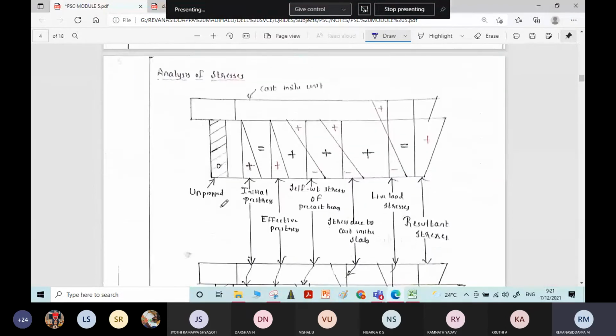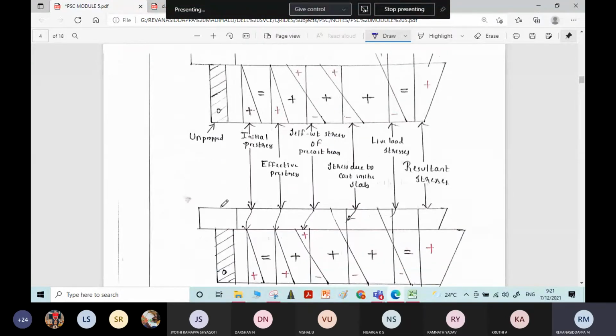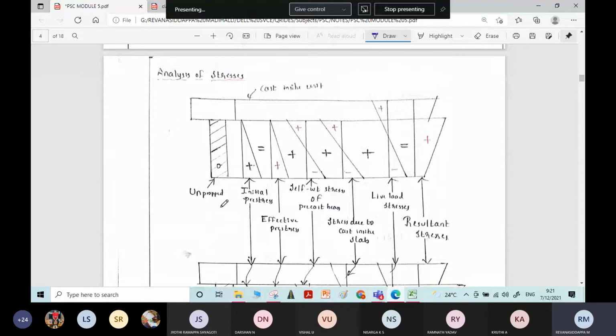Now coming to the analysis of stresses in a composite section. You will be solving problems on analysis of stresses. There are one or two standard problems that, if you are able to understand, the same kind of problems will appear in your examination.